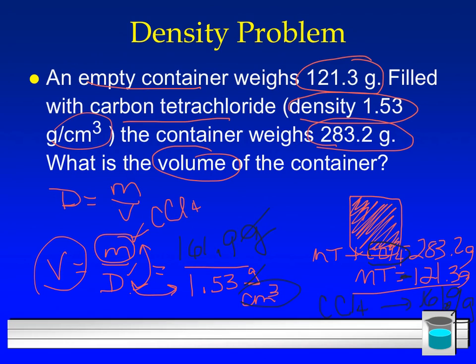And when I go ahead and carry out this calculation, I get that the volume is 105.8 cubic centimeters. Okay, so basically it's telling us that the volume of carbon tetrachloride in the container is 105.8 cubic centimeters, which means that the container also has the same volume because it is completely filled.